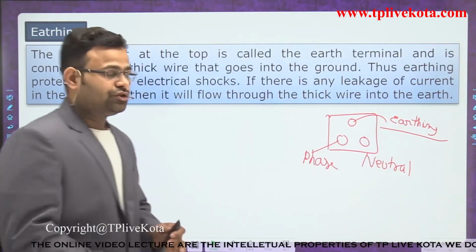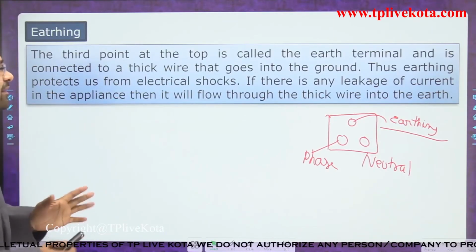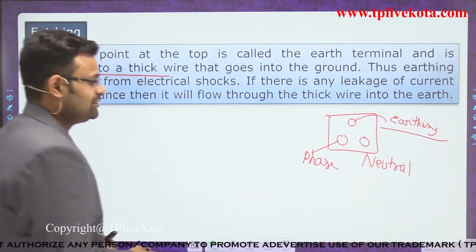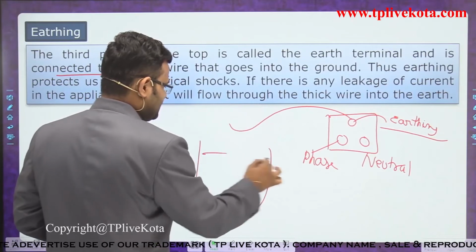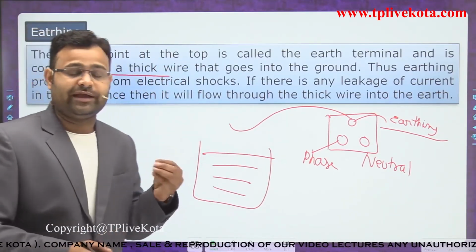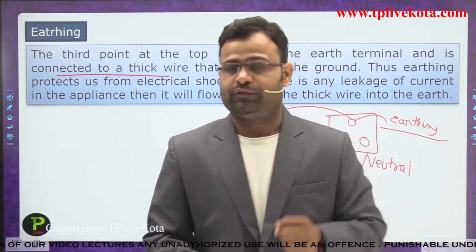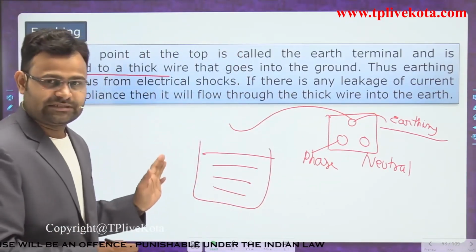The third pin of the plug is called the earth terminal and is connected to a thick wire that goes into the ground. Okay, why are we using a ground? Because whenever, due to any reason, a very high amount of current flows, that current will move to the ground. That is a safety measure.